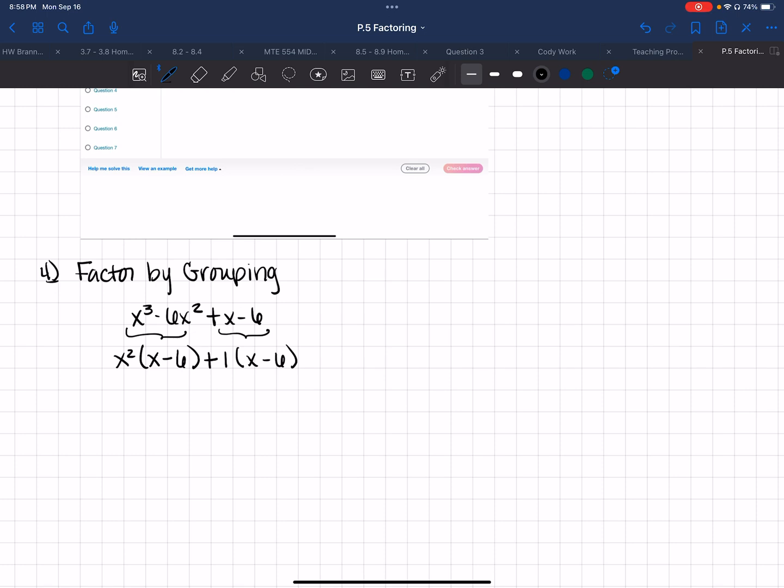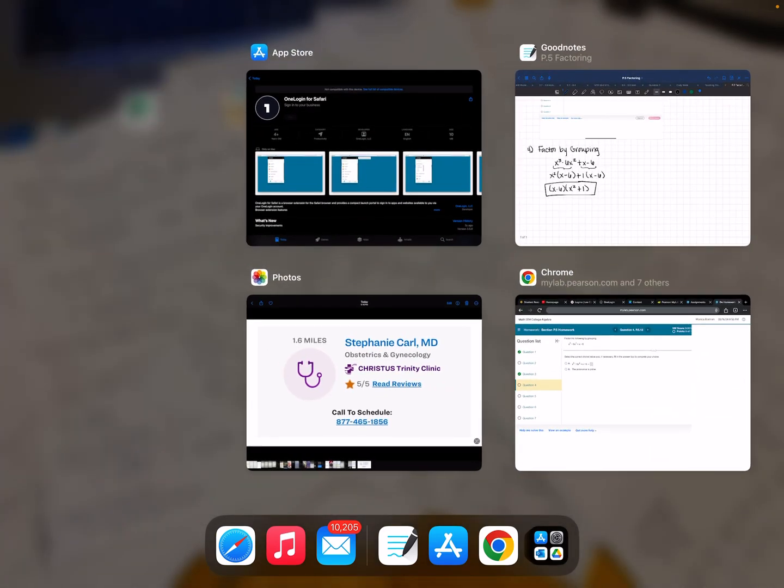So now when we look, we see what do each of these sets have in common? Well, they have an x minus 6. So I'm going to factor that x minus 6 out. And what will be left when I factor that out? That's going to give me x squared plus 1. So I have x minus 6 times x squared plus 1.